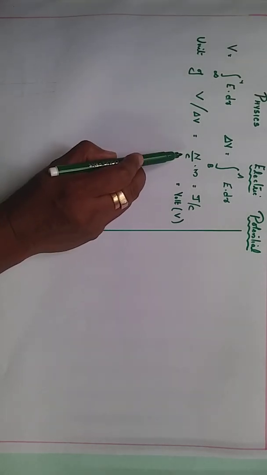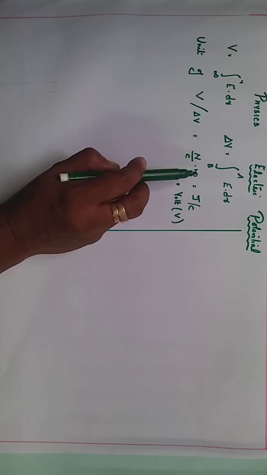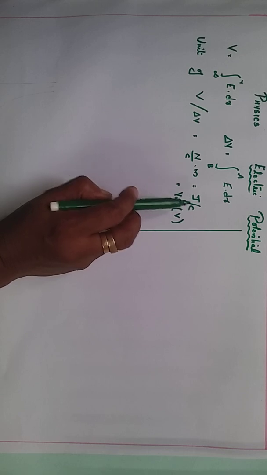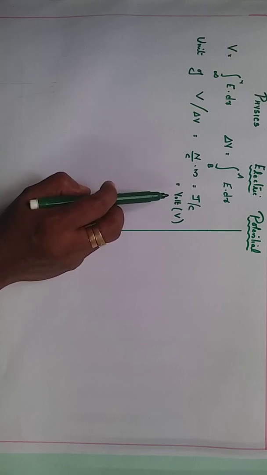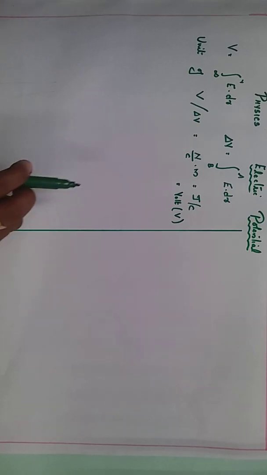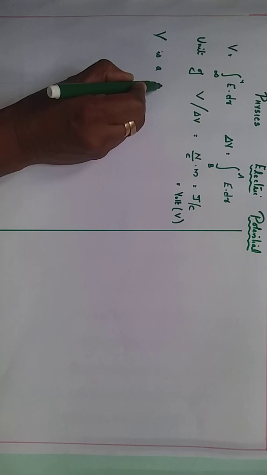Electric field is Newton per coulomb and the distance dr is meter, and hence Newton meter per coulomb, where Newton meter is joule, and hence joule per coulomb is called the volt. Therefore, the unit of potential or potential difference is volt, and potential is considered to be a scalar quantity also. Potential is a scalar quantity.